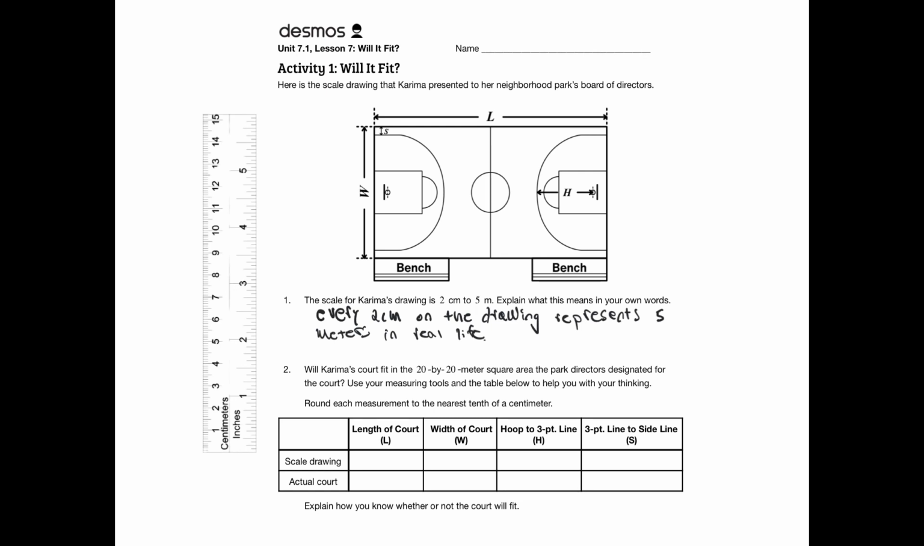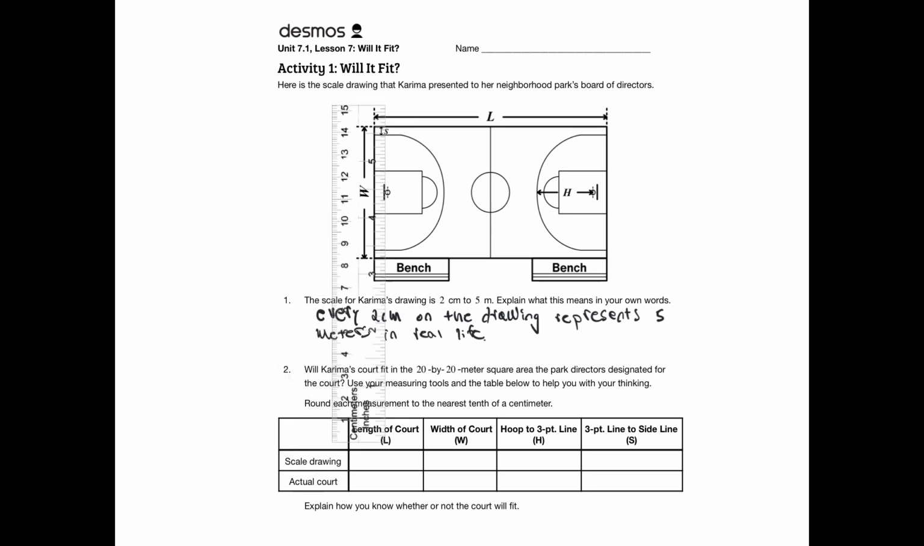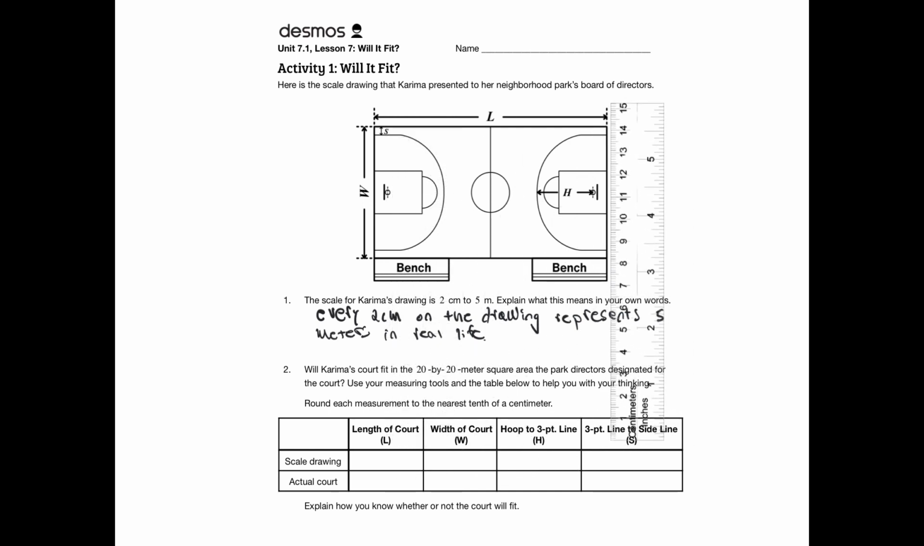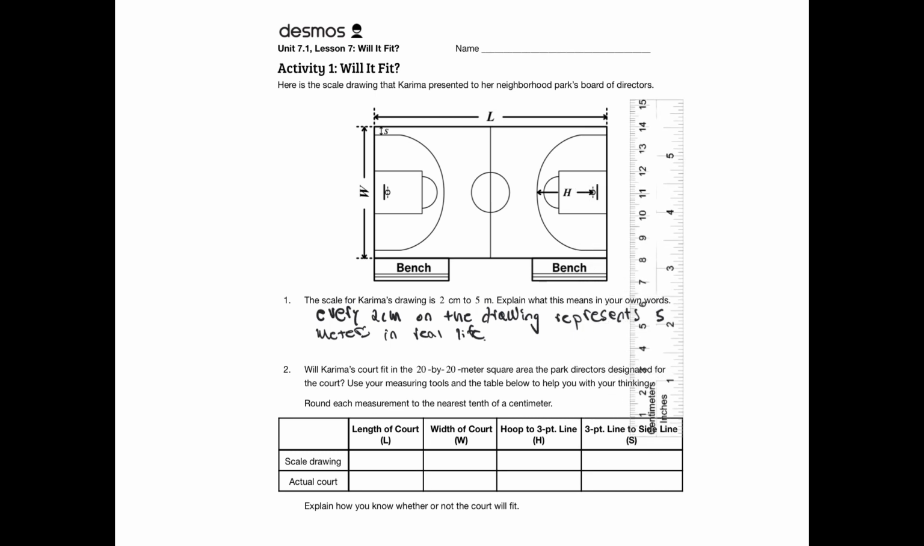So what we're going to do for part 2, or number 2, is they're asking us if it will fit in the court. So we're going to go through and you're going to take your ruler and measure each spot that they're asking you to measure. So it says we do the length together. So the length is L, and you can see it right here. So we're going to measure that together.